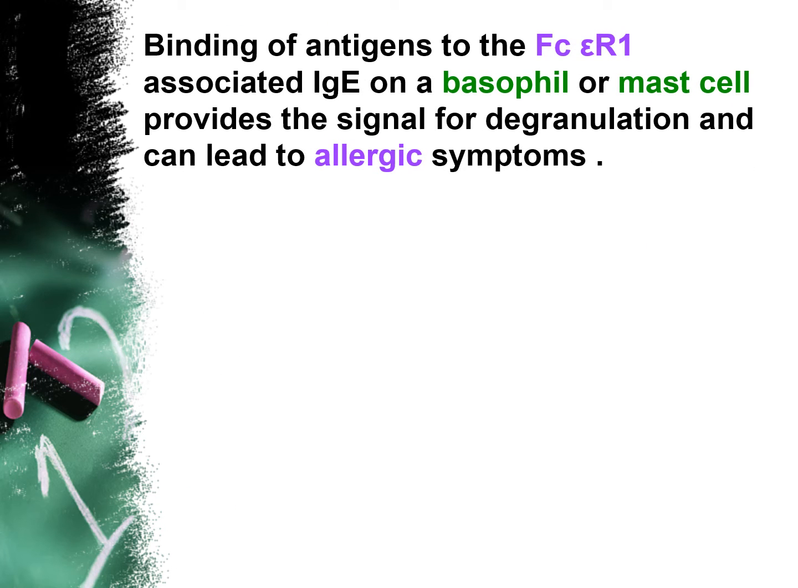Binding of antigens to Fc epsilon receptor 1 associated immunoglobulin E on cells like basophils and mast cells provides the signal for degranulation and can lead to allergic symptoms.